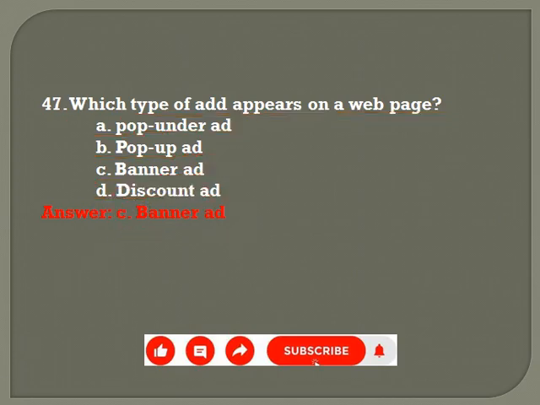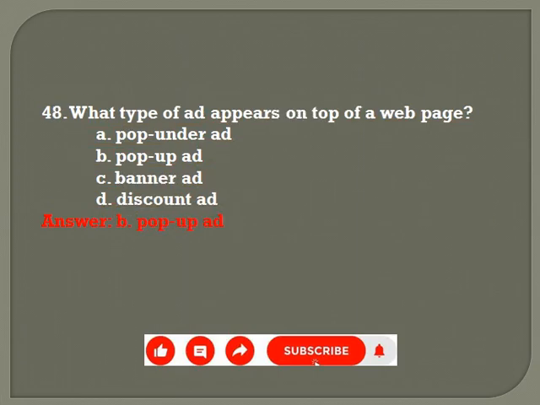Next question, what type of ad appears on top of a web page? Given options are option A pop under ad, B pop up ad, C banner ad, D discount ad. Your correct answer is option B pop up ad.